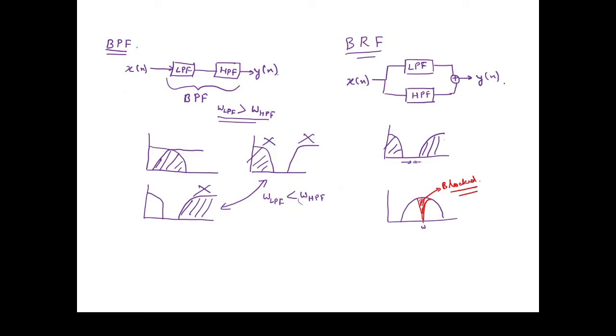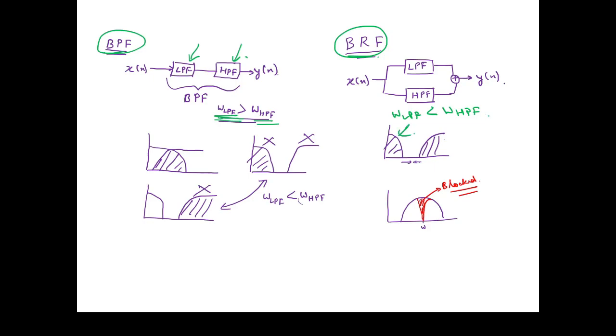Now if we design a low pass filter and if we design a high pass filter, using those we can design a band pass filter and a band reject filter. Okay, so while designing the band pass filter, we have to remember that the frequency of the low pass filter should be greater than the frequency of the high pass filter. On the contrary, if you want to design a band reject filter, then the frequency of the low pass filter should be smaller than the frequency of the high pass filter.